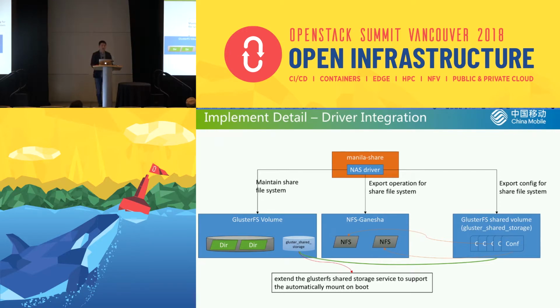In our test, we found that after rebooting the servers on which we mounted the Gluster shared storage, the mounting relationship of Gluster shared storage would be lost. This is an issue for keeping the configuration files available. So we extended the GlusterFS shared storage service to support automatic mount on boot.